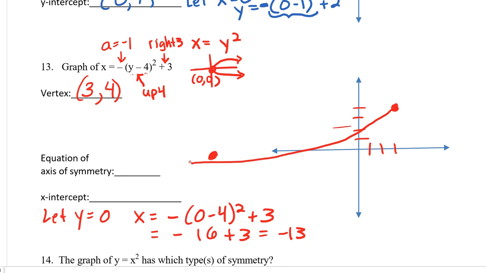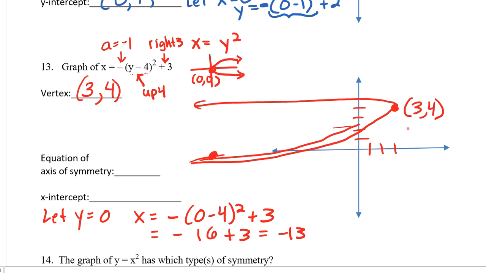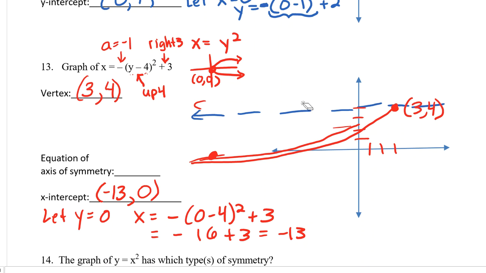So our parabola is going to be going this way. So we had our vertex at (3, 4), and for our x-intercept, we let the y-coordinate be 0, and we found the x-intercept to be -13. Our axis of symmetry goes right through the vertex. It's a horizontal line through this point, so it is y equals 4.